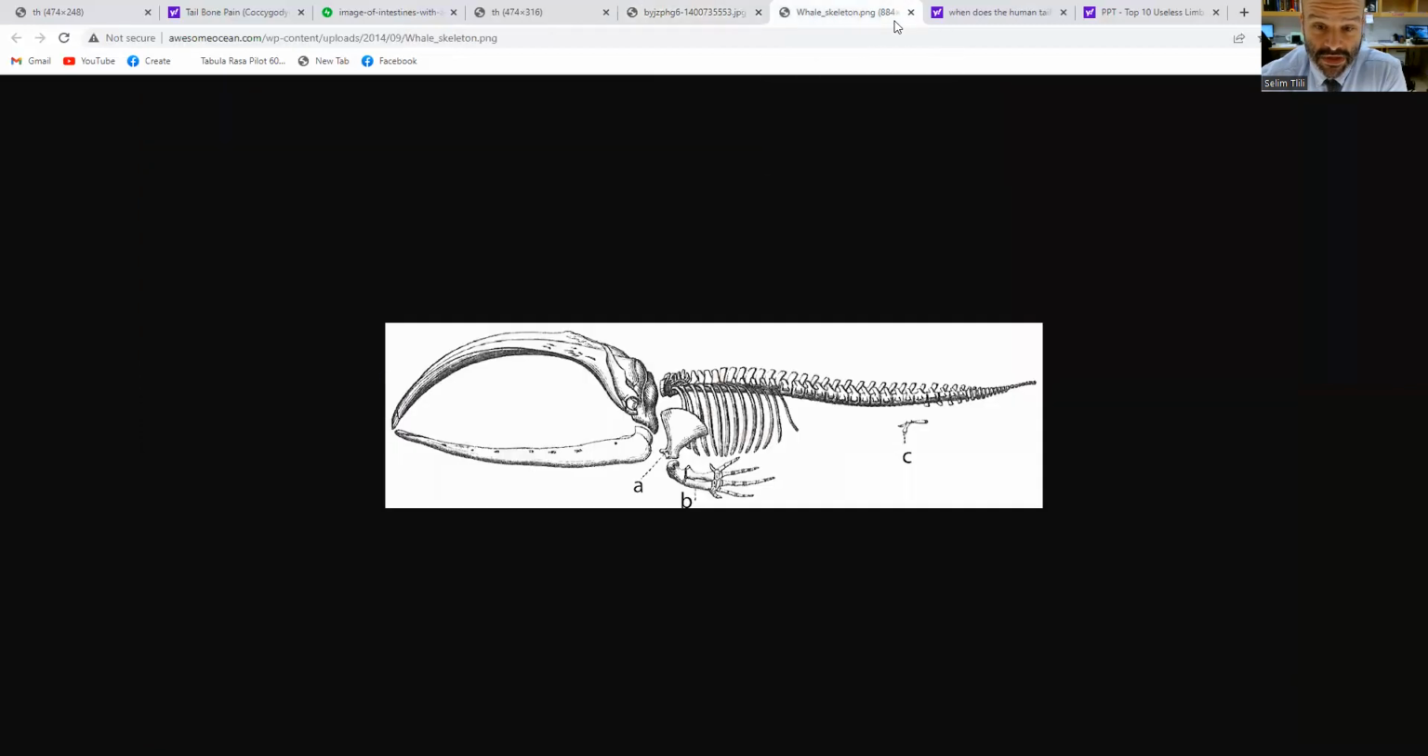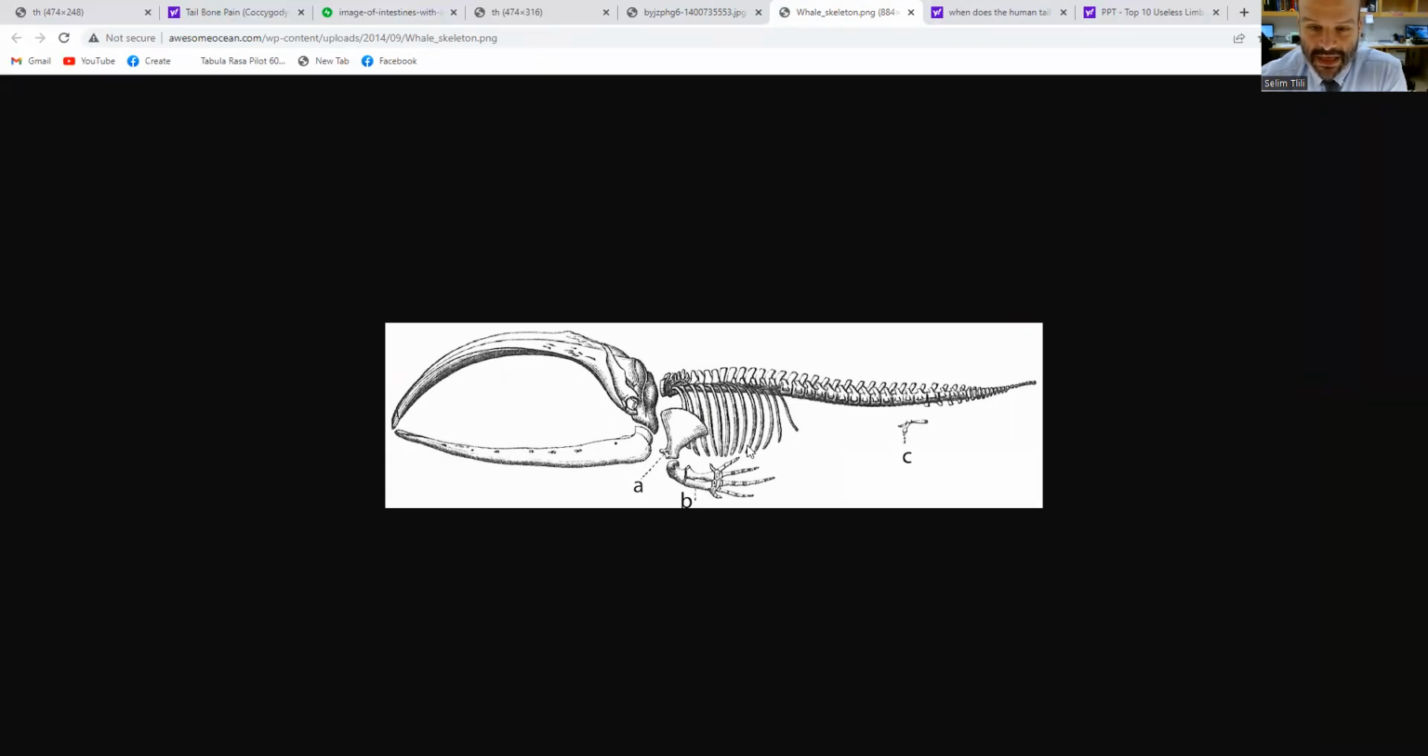You can also see it in larger organisms like whales. Whales have a pelvic bone. The fact that they have a pelvic bone suggests that at some point there was some ancestral organism that was walking on 4 legs.